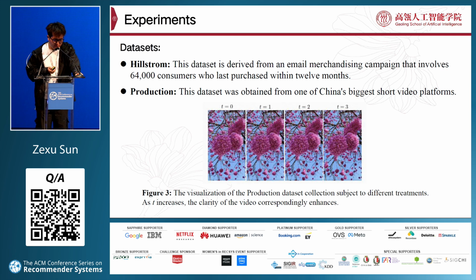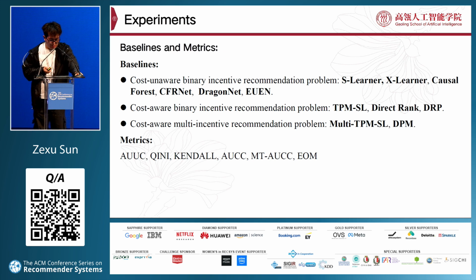This is the dataset that we use. We use a public dataset, Hailstorm, and a production dataset, which is collected from one of China's biggest short video platforms. These are the baselines that we use in our work, which are common in the causal inference field and budget allocation.